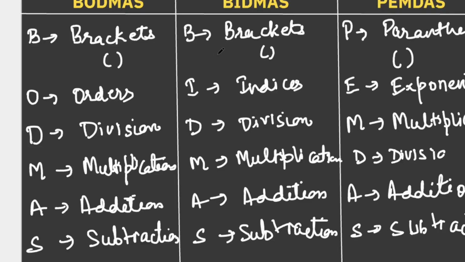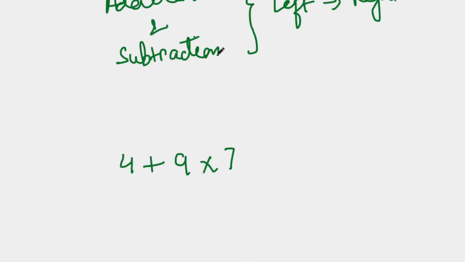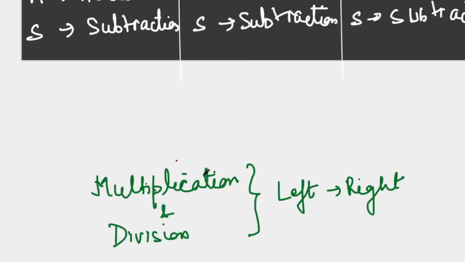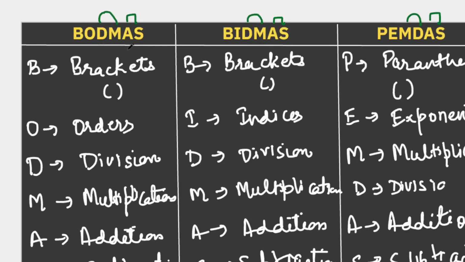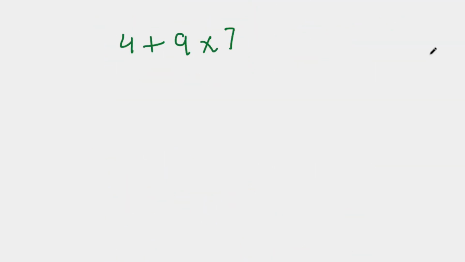So in 4 plus 9 times 7, we have two operations, addition and multiplication. Now see, BODMAS says multiplication will be done before addition. BIDMAS says the same thing, and in PEMDAS also M comes before A, right? So multiplication will be done first, then we will add. So let's multiply first. So 9 times 7 is 63, and 63 plus 4 we get 67.